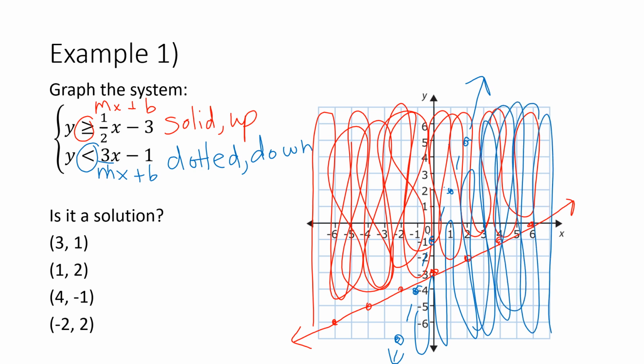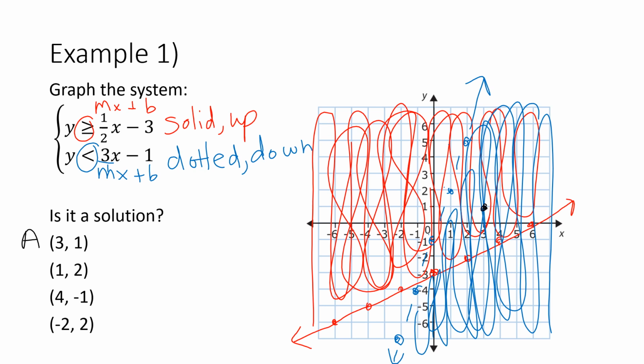So we see a lot of blue and red on the screen, but what we really want to look at is where the blue and the red overlap. That is our solution set. Those are all of the points that are solutions to our system. So we're going to take a look at these 4 points over here and figure out whether these points are solutions. The first point, we're going to call it point A, is (3, 1).